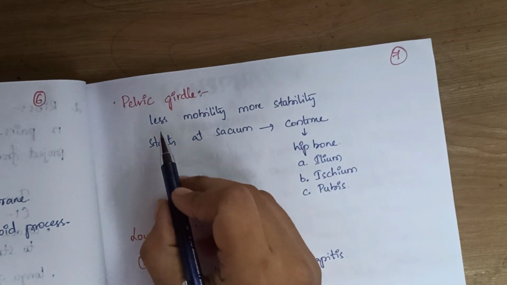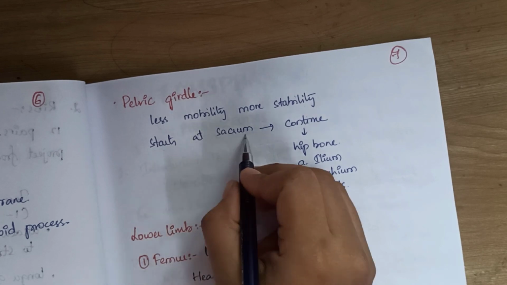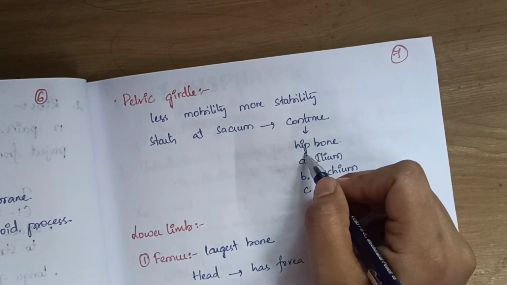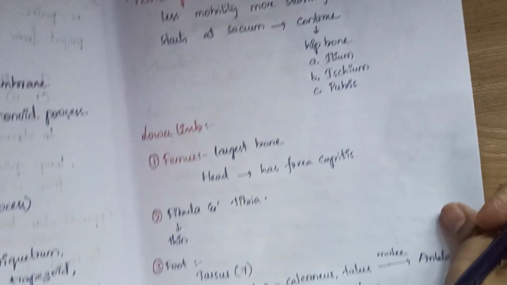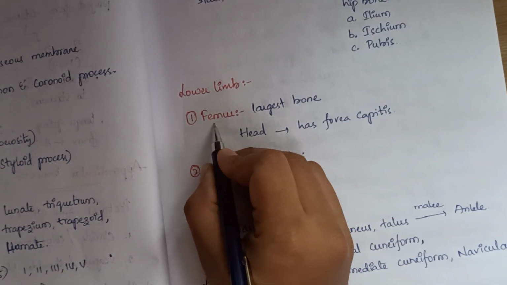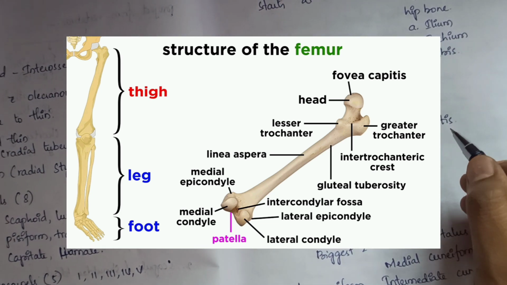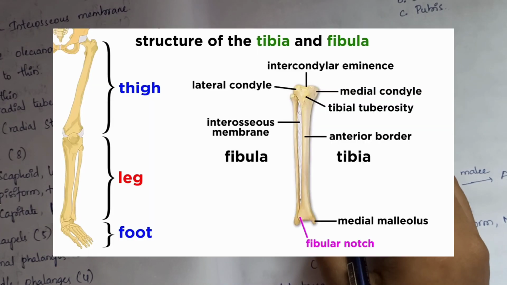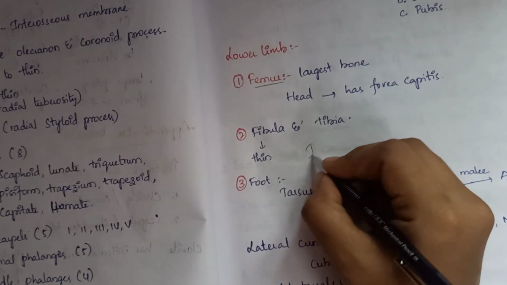The pelvic girdle has less mobility but more stability, and it starts at the sacrum and continues to form the hip bone, which has the ilium, ischium and pubis. Coming to the lower limb, it has the largest bone, the femur. The femur has the fovea capitis. The fibula and tibia are connected by the same membrane, which is the interosseous membrane.